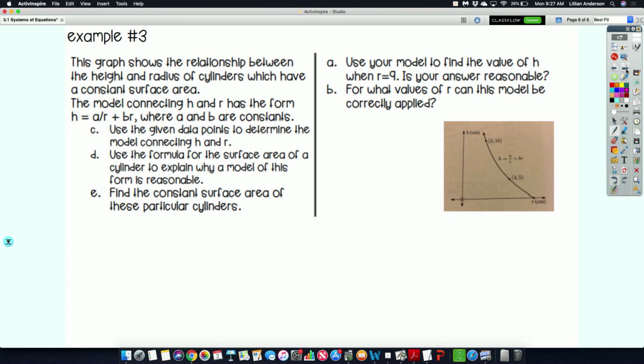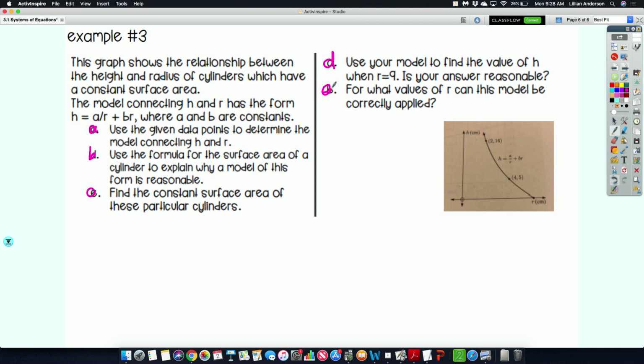Okay? Let's see if you can apply it. Use your model to find the value of H when R equals 9. Or is this misnumbered? Yeah, sorry, it is misnumbered. This probably should have been A, B, C, D, and E. Okay, sorry, this is a mistake.